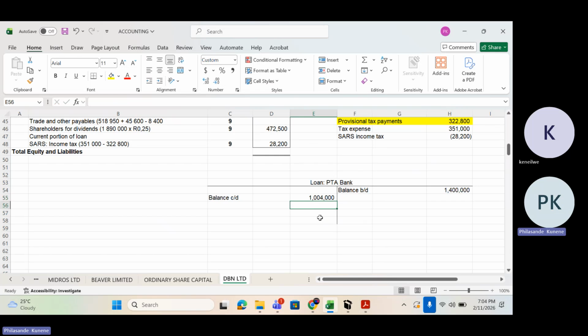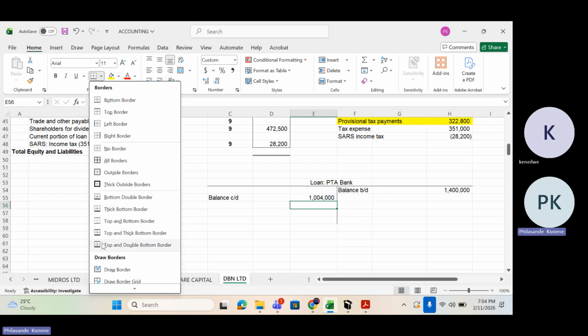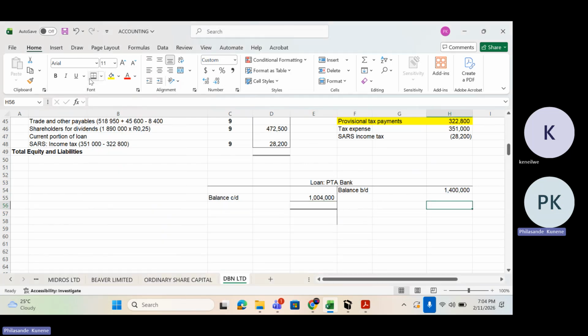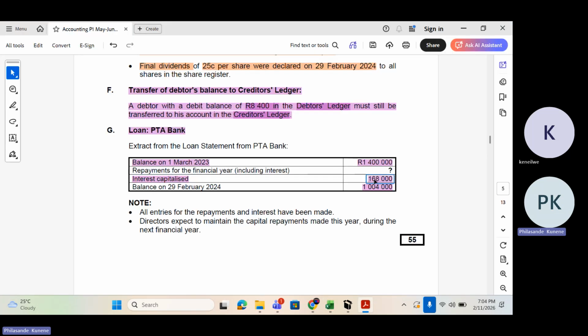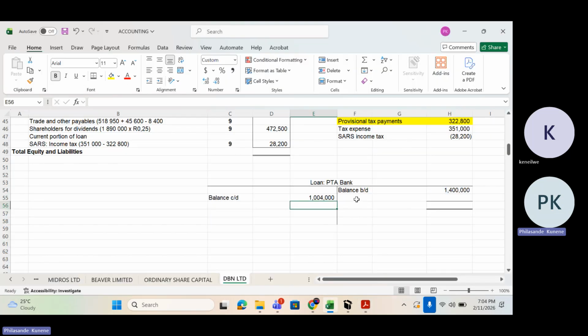This is what we have as my balance carried down. Then now I need to go back to the information and see what else do I have there. I need to get my totals. Interest capitalized. I also have interest of 168,000. So this side I'm going to have interest expense, which is 168,000.